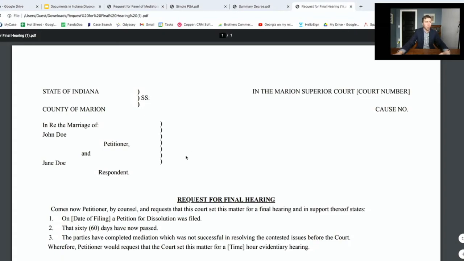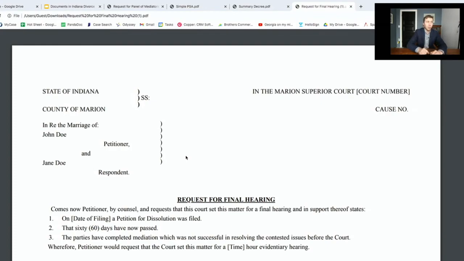And here's an example on how you would request a final hearing with the court. It's important to note, though, that if you go to mediation and you're trying to settle, you don't have to reach an agreement on all issues. You can actually reach a partial settlement on the issues. So for instance, maybe you agree on everything but how the taxes for the children should be handled.